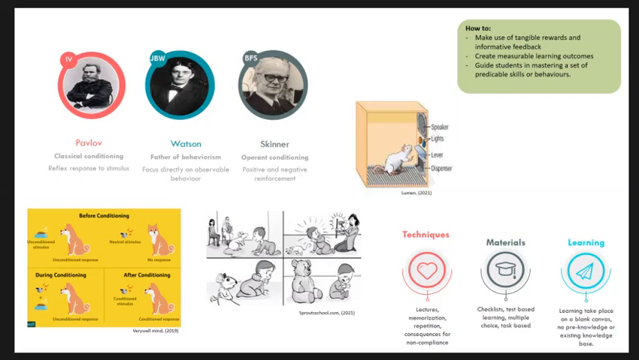Next, John Watson, and he's considered to be the father of behaviorism. And he focuses directly on observable behavior. So I included this little picture over here, which for me is quite a sad picture if I think of the ethics of the experiment at the time. It's called the Little Albert experiment, and I would urge you to read up on it. It's very interesting, but it also shows us how few ethical parameters were in place in years gone by when theorists were developing their theories.